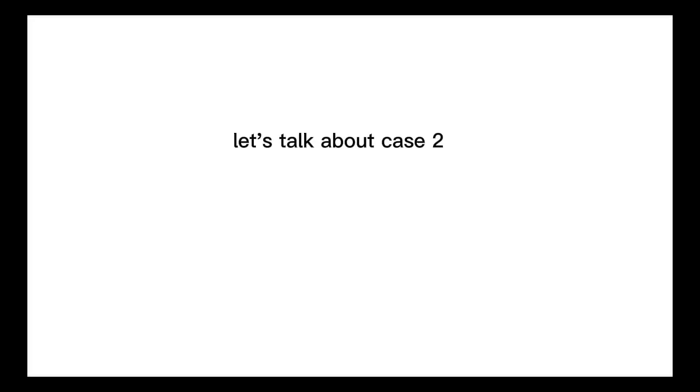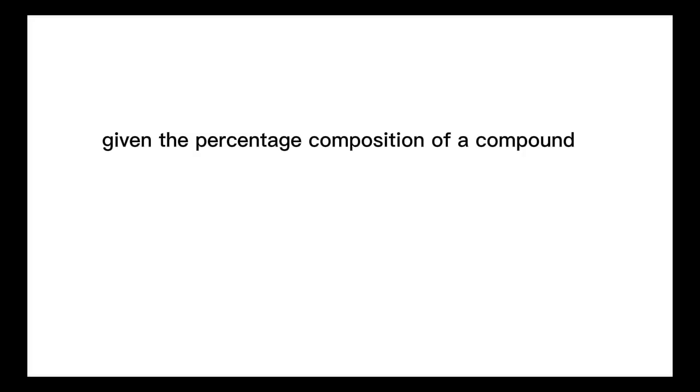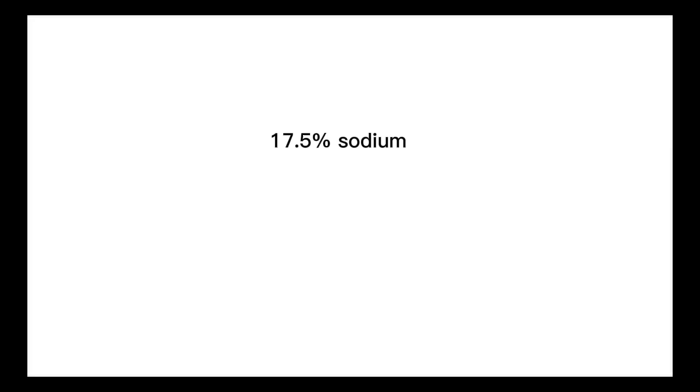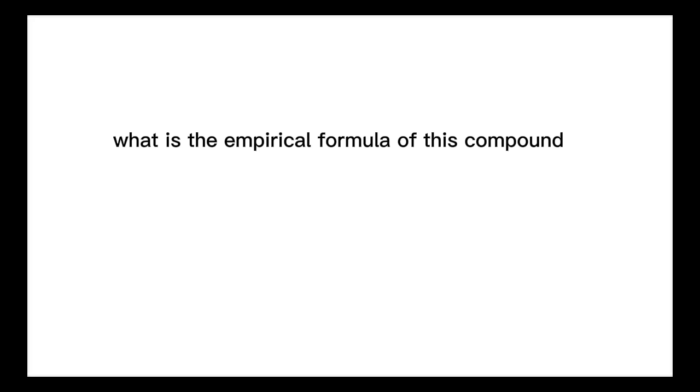Let's talk about case 2. Given percentage composition. Given the percentage composition of a compound, you can be told to determine the empirical formula. Example 1. An analysis of sodium dichromate gives the following mass percentages: 17.5% sodium, 39.7% chromium, 42.8% oxygen. What is the empirical formula of this compound?